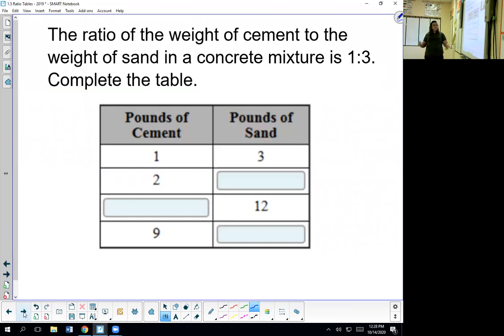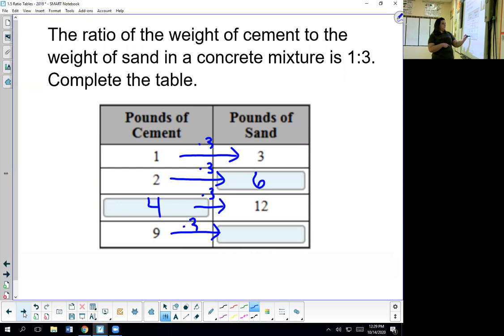All right. This was an error question. It just kind of had you, again, filling in the ratio table. This says it has a ratio of 1 pound of cement to 3 pounds of sand. So looking at the relationship between the two. So what would be 2 pounds of cement? Well, 3 plus 3 would give me 6. So times 3, times 3. So what times 3 would be 12? Or do the inverse, that would be 4. And then what times 3 would give me 27? That would be 9.